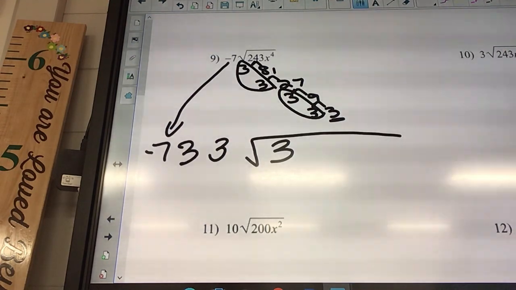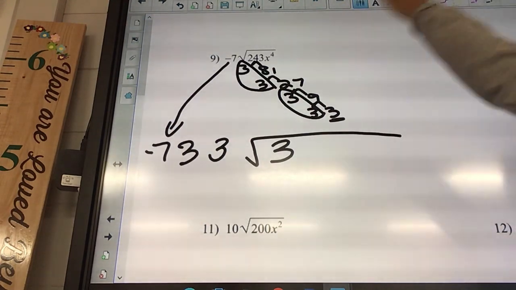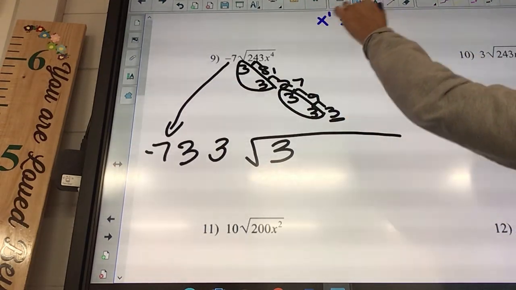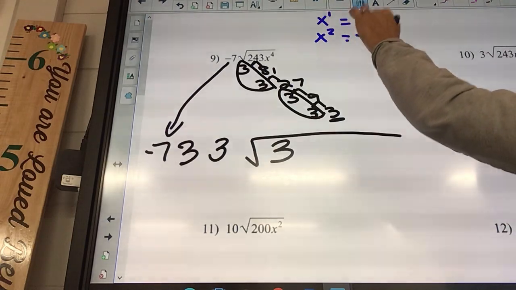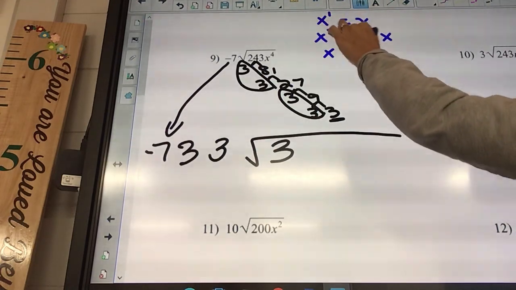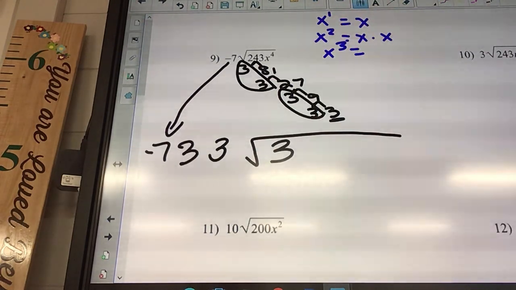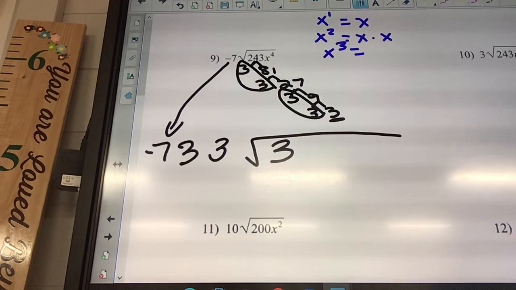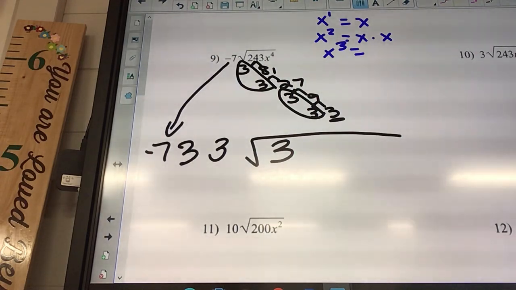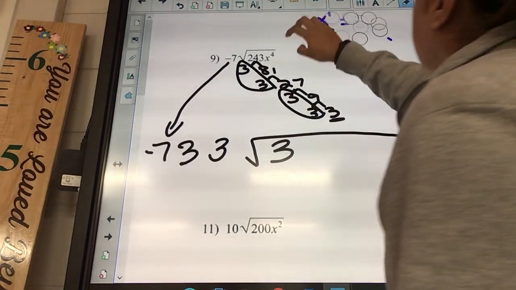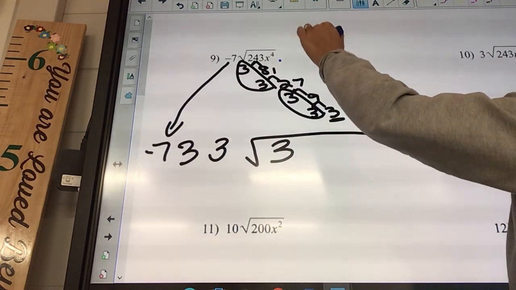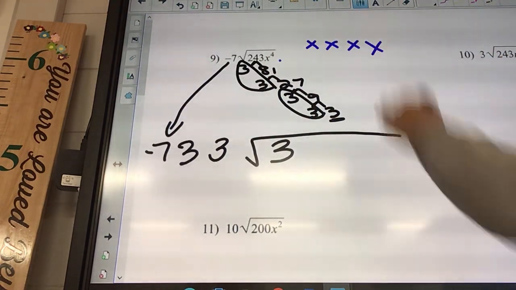Now let's talk about variables for a second. x to the 1 is just x. x squared is x times x. x cubed then is what? x times x times x. That means I have 3 of them. So x to the 4th means I have 4 x's. x to the 5th means I have 5 x's. So we can look up here and say, well, they gave us x to the 4th. So 1, 2, 3, 4.